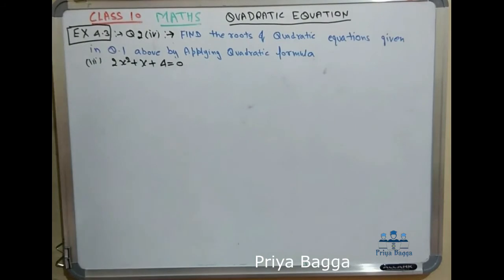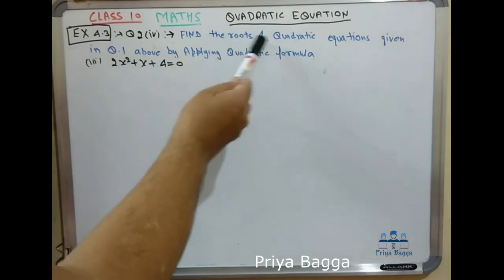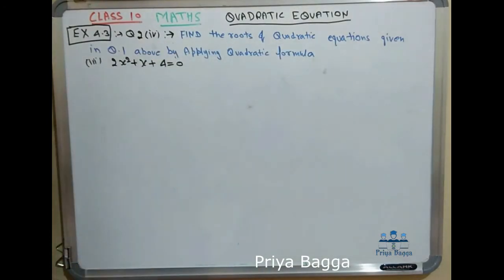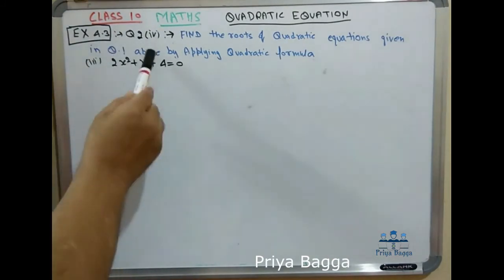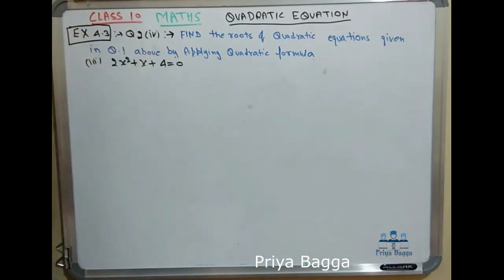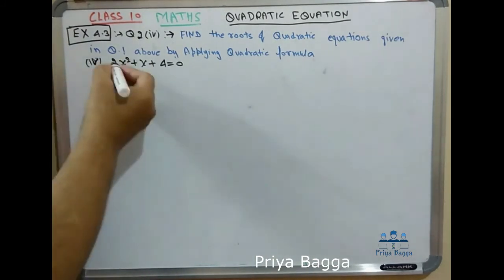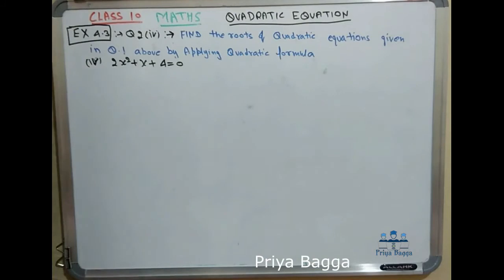So now let us quickly solve the last part of question number 2 of exercise 4.3. Again in this we have to solve a quadratic equation by using the quadratic formula. The question is: find the roots of the quadratic equations given in question number 1 above by applying the quadratic formula. If you see question number 1 in the book, the fourth part given is 2x square plus x plus 4 is equal to 0.